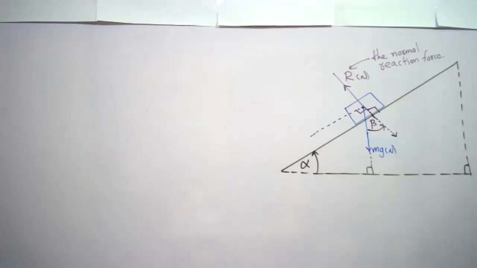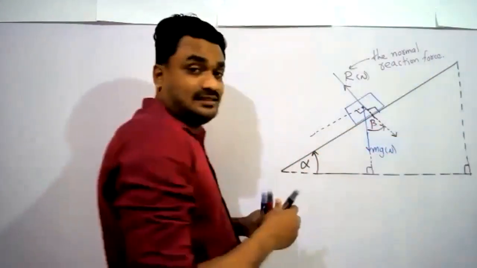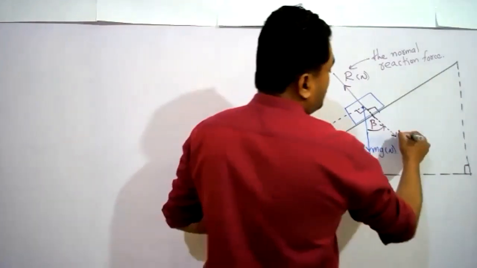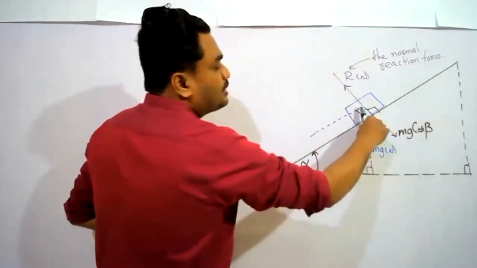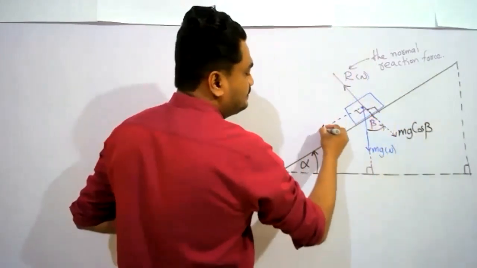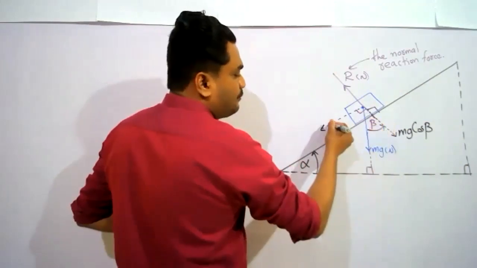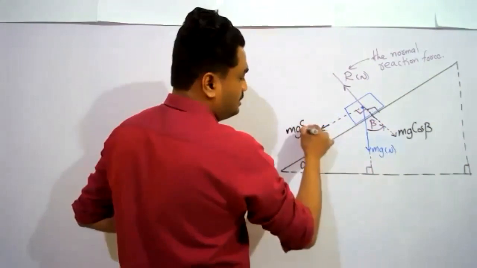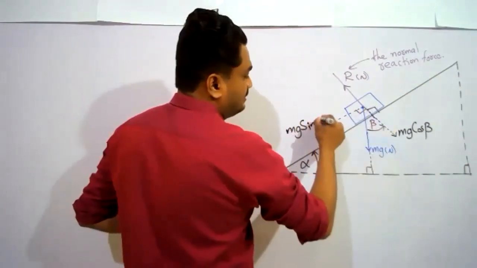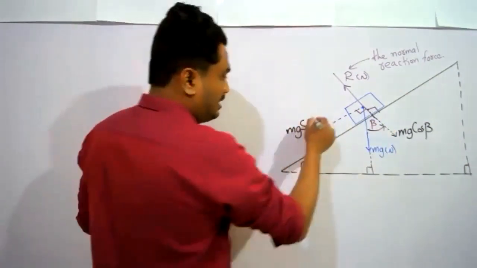Yeah, can you try now? mg cos beta. Very good. The force component towards the angle is mg cos beta. The component away from the angle is mg sin beta. Very good. Away from the angle, sin beta. Sorry.